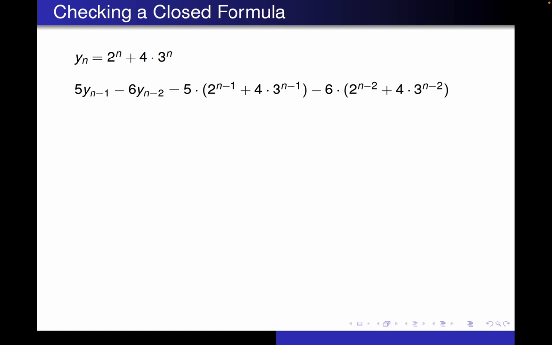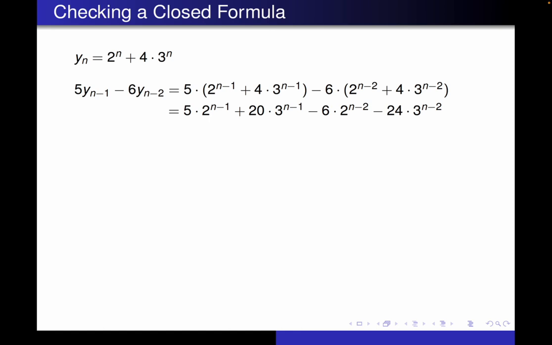And now it's pretty clear that we're probably going to want to use the distributive property on both of those portions of the formula that have the parentheses. So when we do that, we get 5 times 2 to the n minus 1. Let me see, 5 times 4 is 20, so we get 20 times 3 to the n minus 1. And for the next set of terms, realize that we're multiplying by a negative 6, so everything's going to change sign. So we get a minus 6 times 2 to the n minus 2, and a minus 24 times 3 to the n minus 2. And that 24, by the way, came from multiplying 6 and 4.